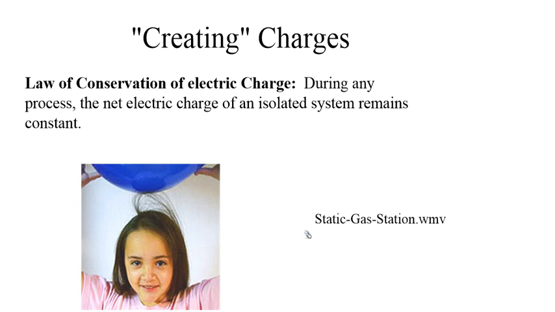Creating charges. Before we can talk about creating charges, we need to talk about the law of conservation of charge. And so just the term conservation should give you an idea that things cannot be created nor destroyed. So during any process, the net electric charge of an isolated system remains constant. So there are a few keywords here. So during any process, so when something happens, the net charge, the total charge of an isolated system remains constant.